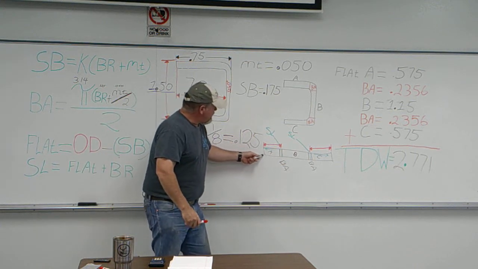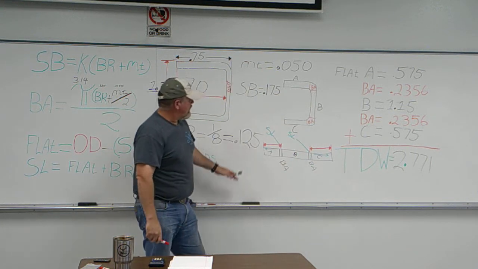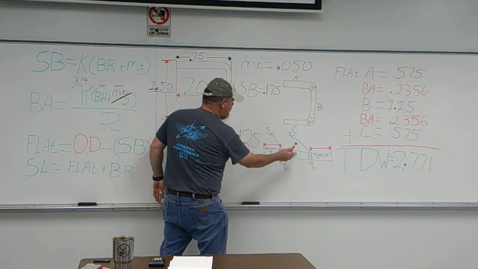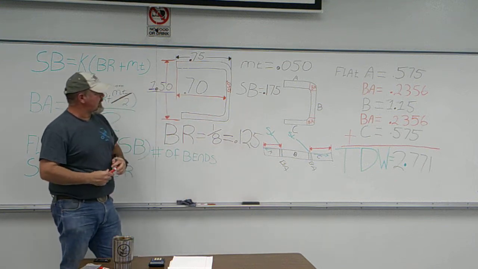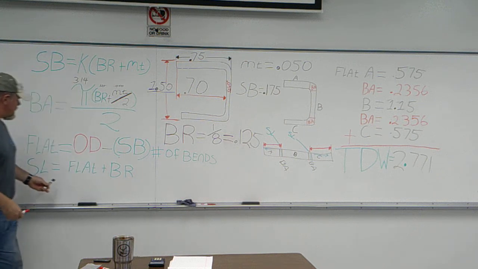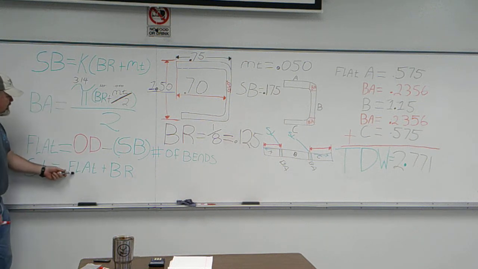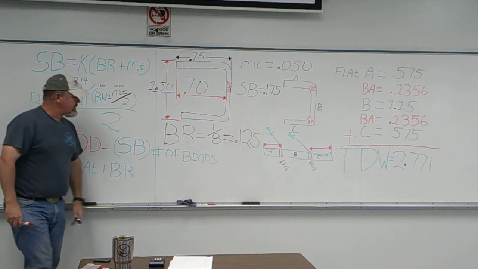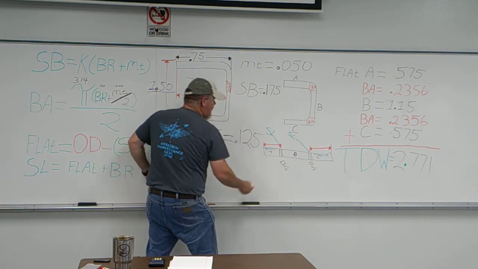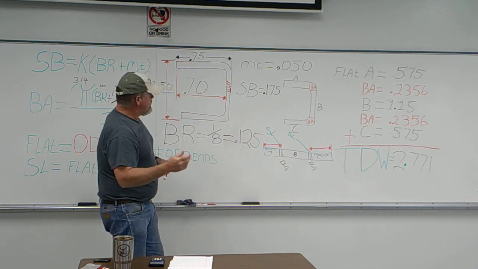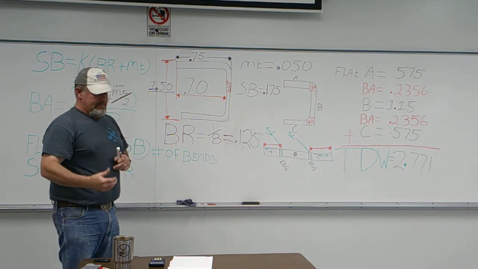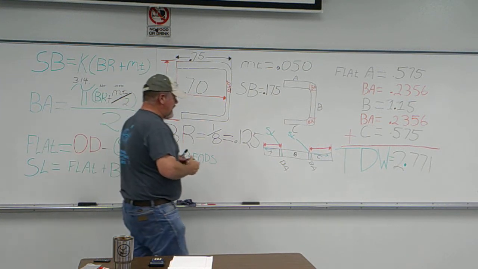So if we lay this out flat, we start with a flat sheet of metal. We've cut it to 2.771. We've laid out our bend allowances, our flats. We've done all our marks on here. To fabricate our part, we need to make one more calculation, and that is sight line, which is flats plus bend radius. So we measure from the edge, either edge, measure over, and flat plus bend radius will give us our sight line.